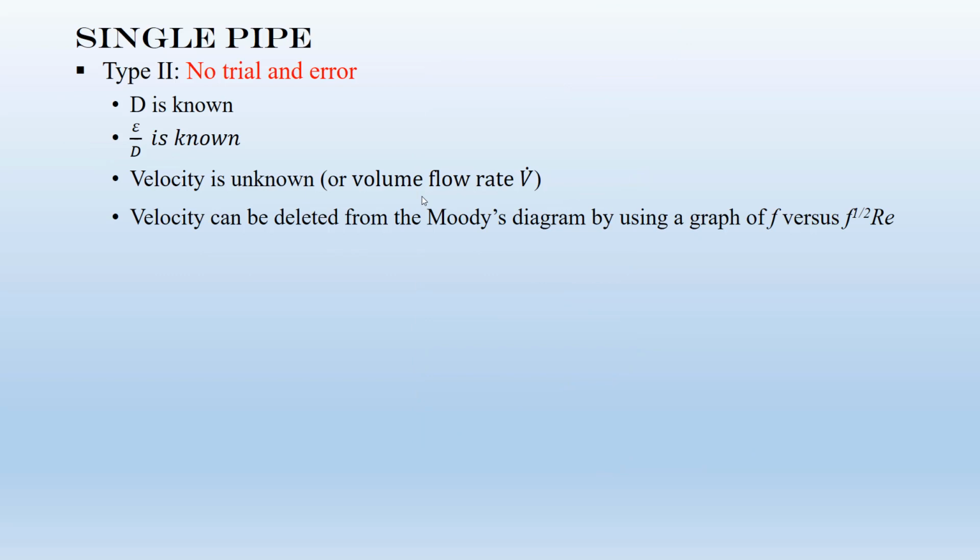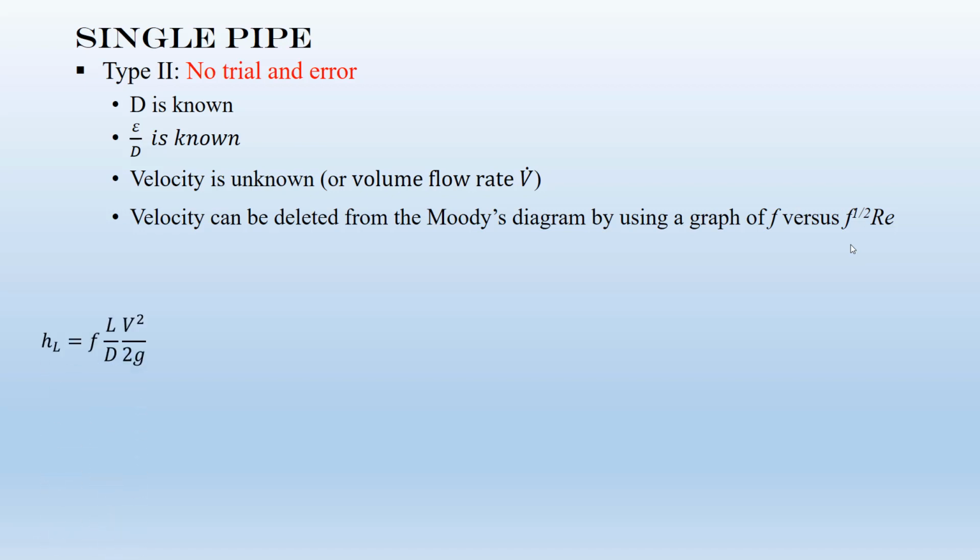Also, guys, you can use a second method to solve type 2 problems. In the second method, you don't need to use the trial and error method. You can simply find the velocity. How? Look, guys, if you plot the friction factor versus the square root of F times the Reynolds number, you will see that this product is independent of the velocity, and then you can simply find the diameter.